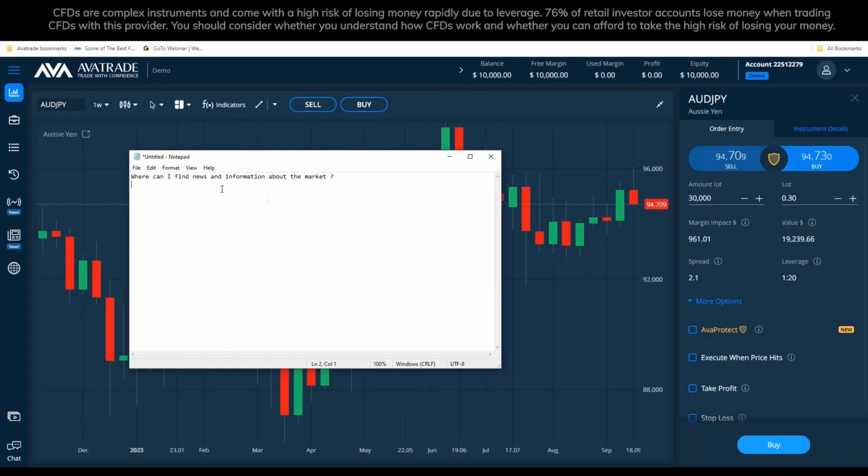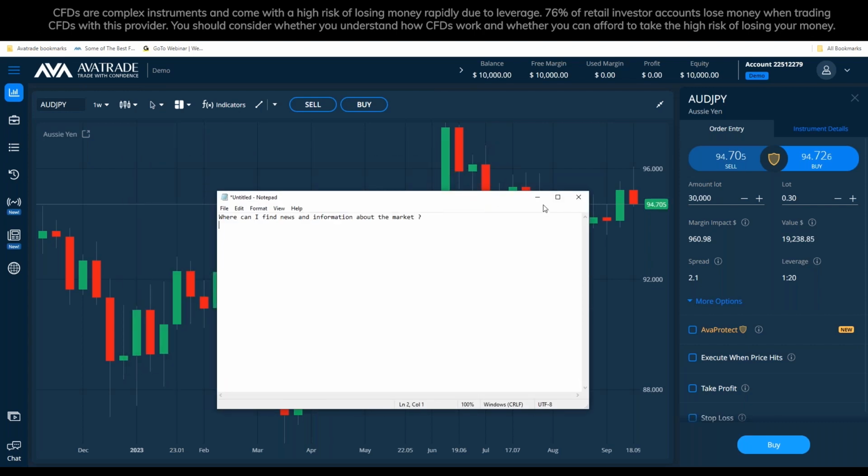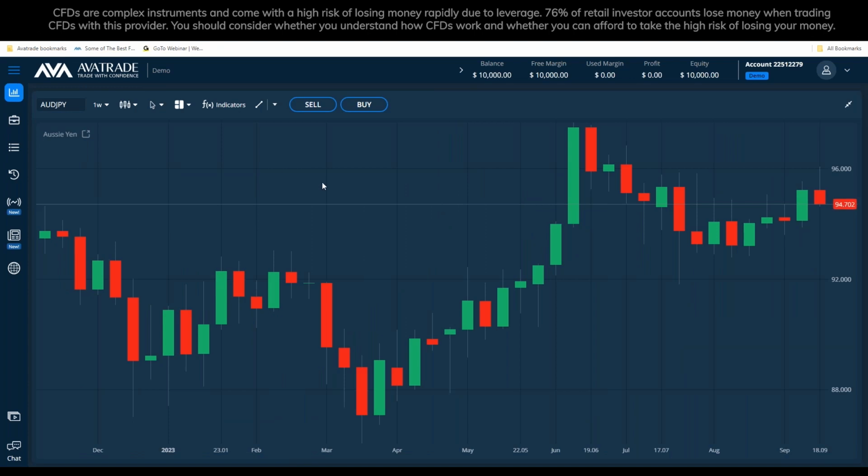There we go. So where can I find news and information about the market? Usually the chart is going to look like that, and I can see a lot of things, but some of them are hidden behind the chart. So what can I do? I'm going to click here.